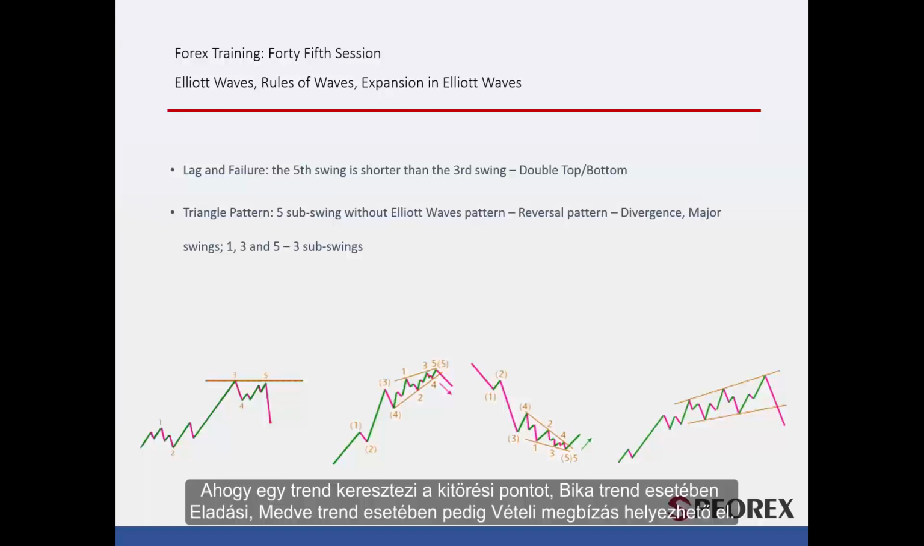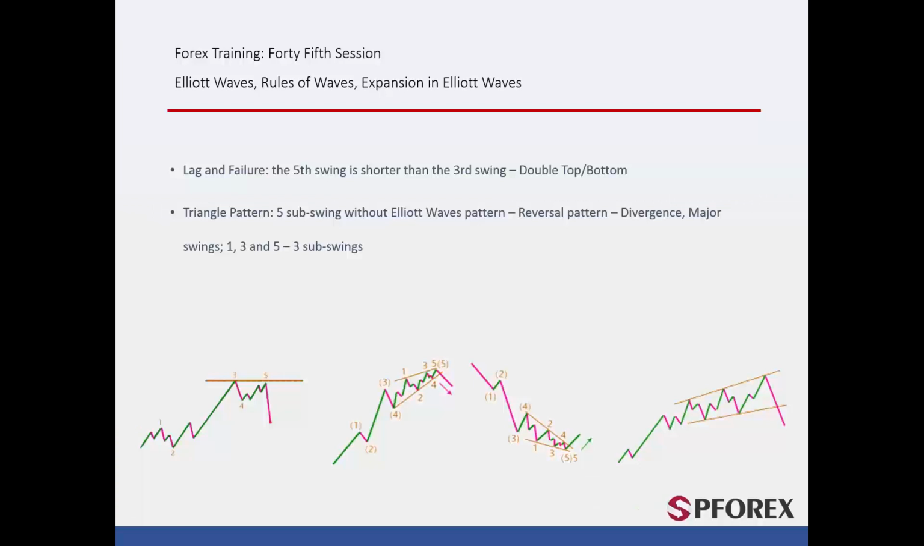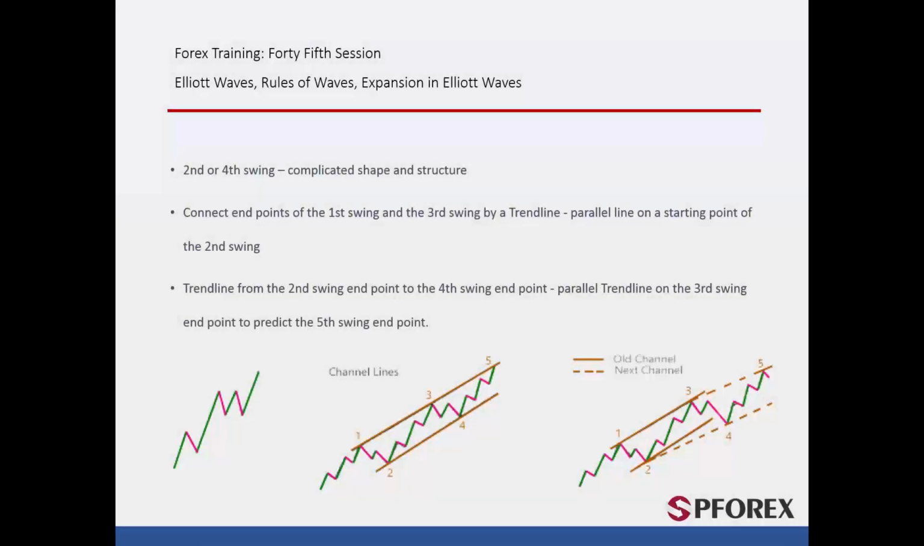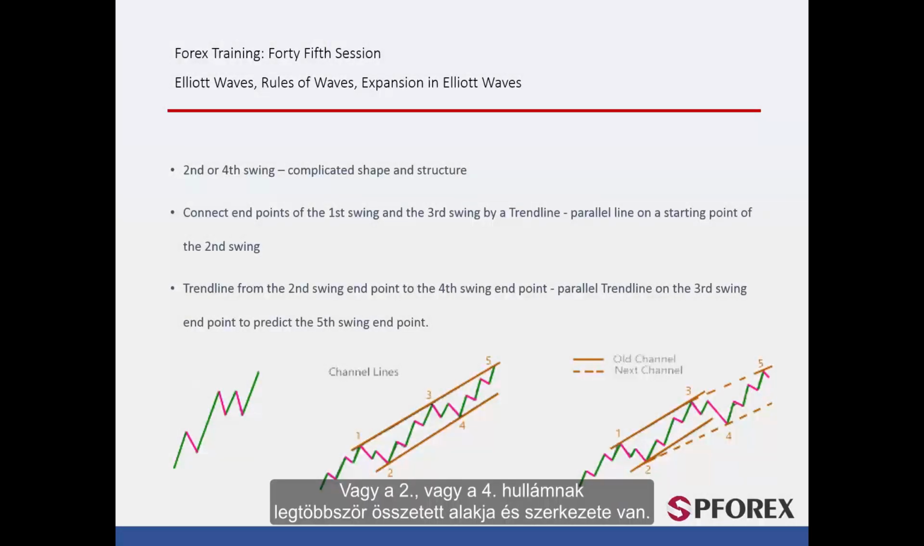As a trend crosses a breakout point, a sell order on a bullish trend and a buy order on a bearish trend can be placed. Frequently, each major swing will include 3 subswings to form a triangle pattern, which may sometimes be divergent. Most of the time, one of the second or the fourth swing may have a complex shape and structure.